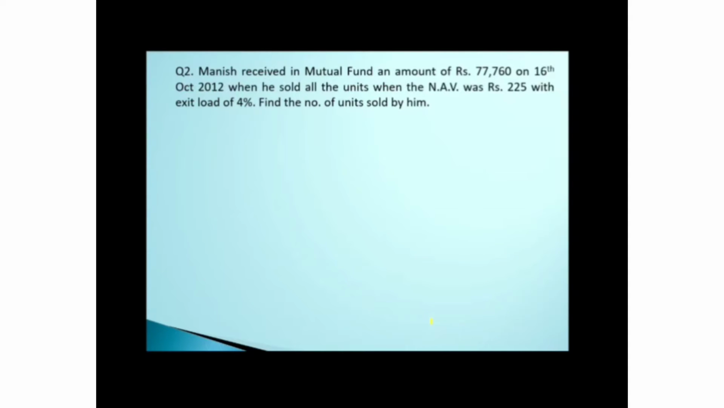So the data, let us check it once again over here. Your total sale this time is given to be 77,760. What is the redeemed NAV? It is 225. You can just check the amount for the redeemed NAV. That is your redeemed NAV. And the percentage of exit load is 4 percent. So the first part is to calculate the exit load. Just make the calculation for your exit load.